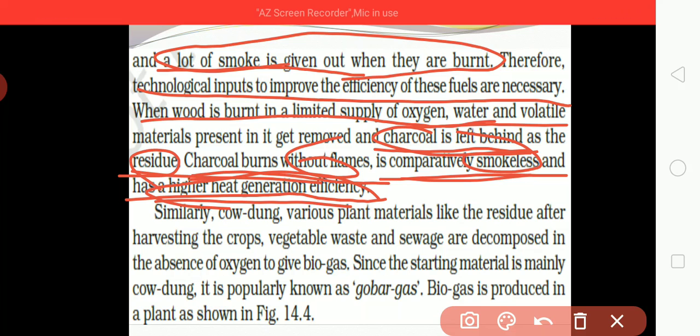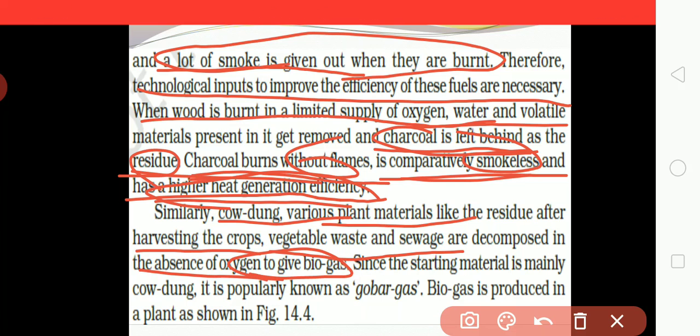Similarly, cow dung, various plant materials like the residue after harvesting the crop, vegetable waste and sewage are decomposed in the absence of oxygen to give biogas. So which we say is biogas. Biogas will be formed by whom? Cow dung as well as various plant materials like residue after harvesting the crop, vegetable waste as well as sewage are decomposed in the absence of oxygen, and it will give biogas.